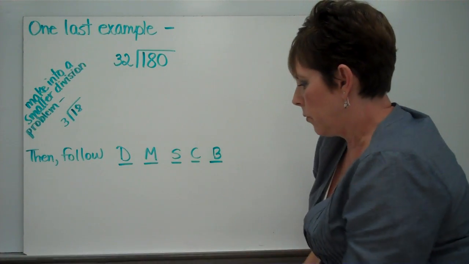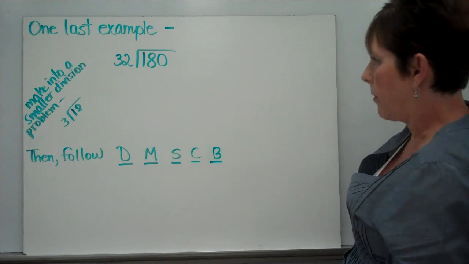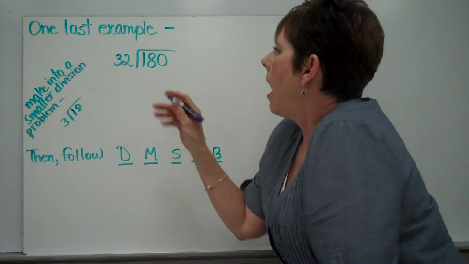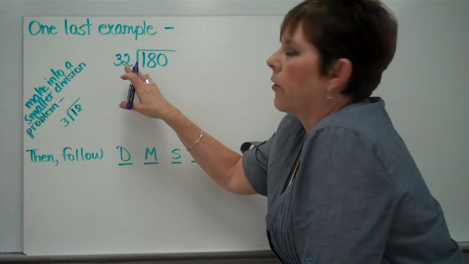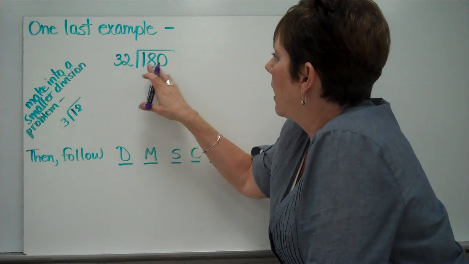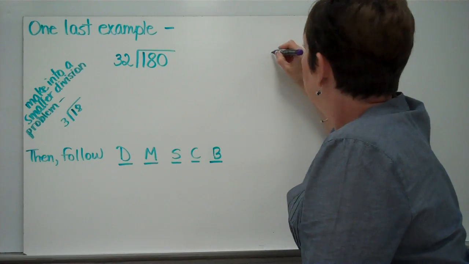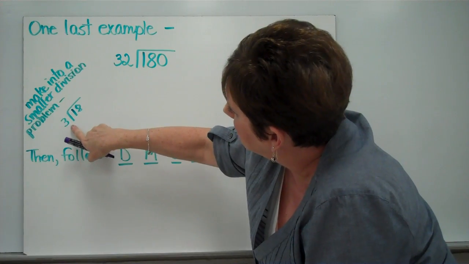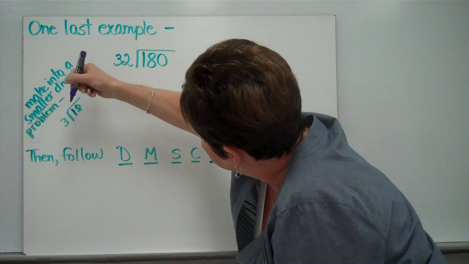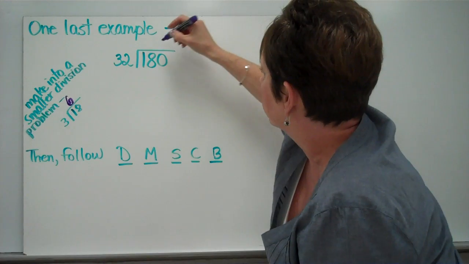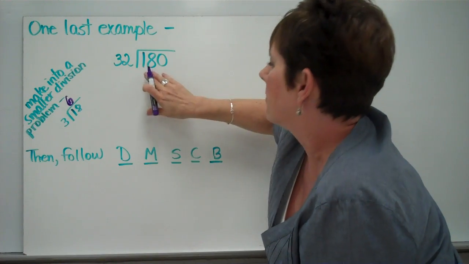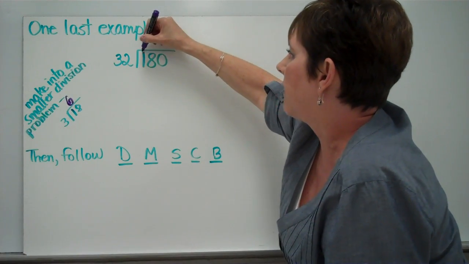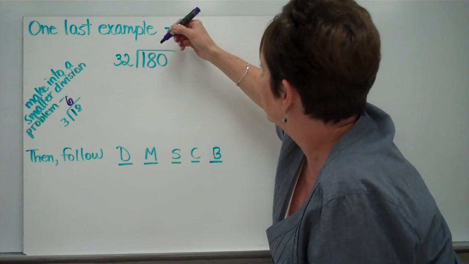All right, let's do one last example. We're going to look at this and say, this is close enough to 30. I'm going to estimate it at 30, and I'm going to make this 18, so I make it into a smaller division problem. I can say 18 can be divided by 3 6 times. So we put our 6. And let's see, I can't do 18 by 32, so we'll have to divide 180 by 32.